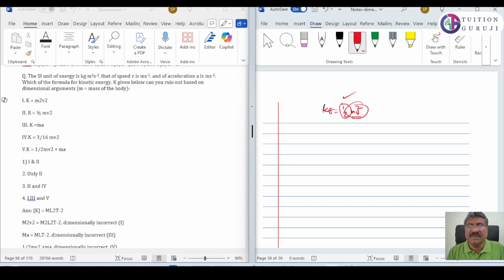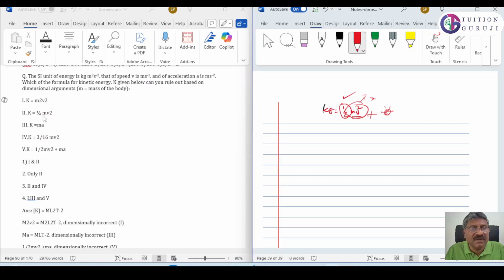Even if some other term is also added, if that term has the same dimensional formula, then also we can say it's dimensionally correct. The question is whether it is dimensionally correct or not. Here two terms are there with mv square: half mv square, then 3 by 16 mv square. Both are actually mv square only. The constant you just ignore. So these two are anyway correct.